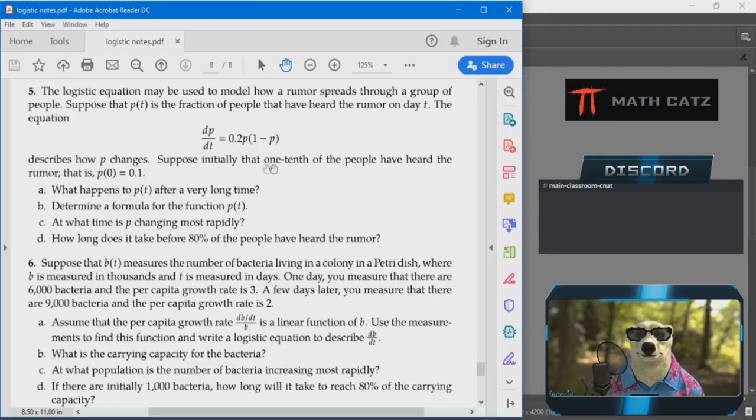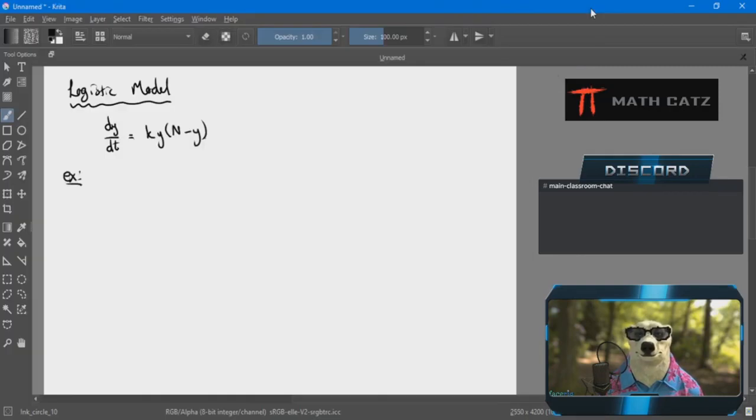Suppose initially 1/10 of the people have heard the rumor. That is P of 0 is 0.1. Whether you use a big P, I think we used a big P last time, or a little p, it doesn't really matter. So initially I have 0.1. So let's just write that down.